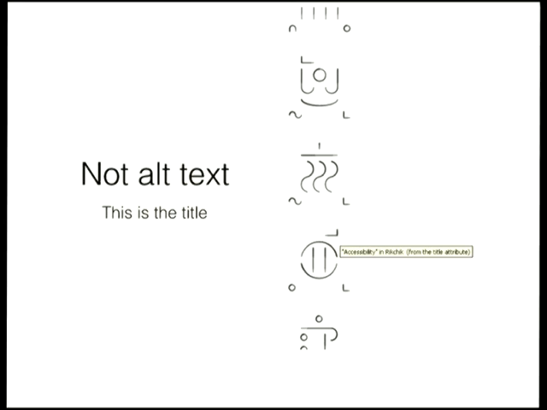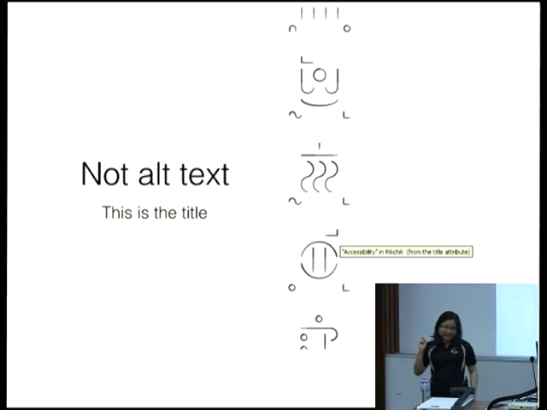Alt text is not that thing you see when you hover over an image. It's not the punchline of the joke in XKCD. That happens to be the title, that yellow thing. The title is often used to add additional context or information, or make a joke. The thing with the title is that it is actually inaccessible to various people.